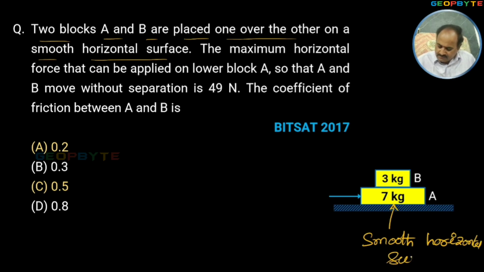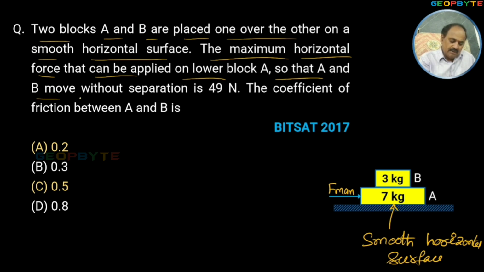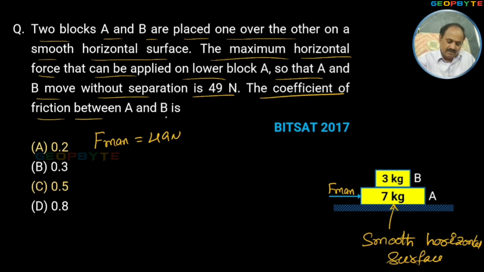Smooth horizontal surface. The maximum horizontal force that can be applied on the lower block. What should be the maximum horizontal force that can be applied on the horizontal block A, so that A and B move without separation is 4. That means the maximum force F max is given as 49 newtons. The coefficient of friction between A and B, you are asked to decide. Very simple. This force must be equal to mu into (MA plus MB) into G.